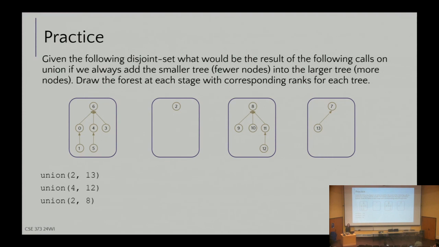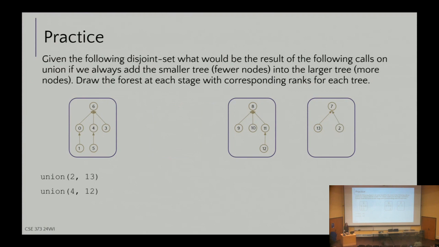So if I called find set of 2, what would it return? 2. Yeah, 2 is its own representative. Okay, if I called find set of 13, what is it going to return? 7. Yes, absolutely. So, which is the larger tree? 7. So I'm going to just update 2's overall root to point to 7.